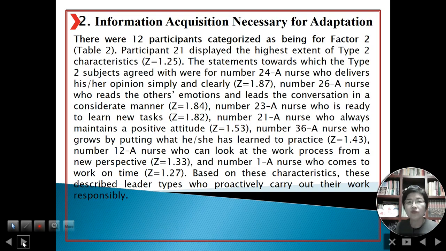There were 12 participants categorized as belonging to factor 2. Participant 12.1 displayed the highest extent of type 2 characteristics, G-score 1.25. The statements with which the type 2 subjects agreed most were number 24, expressing opinion simply and clearly.